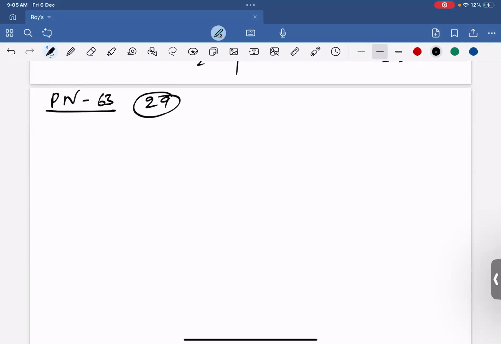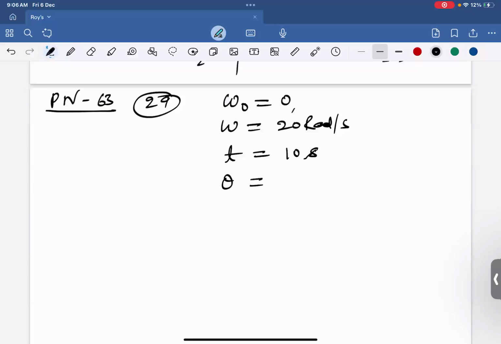So what are the parameters given? Starts from rest means omega naught is 0, right? Yes. And angular velocity final is 20 radian per second. So omega is given as 20 radian per second. And after being uniformly accelerated for 10 seconds, time is given as 10 seconds. And I have to find the total angle in radian through which it has turned. That means theta we have to find.